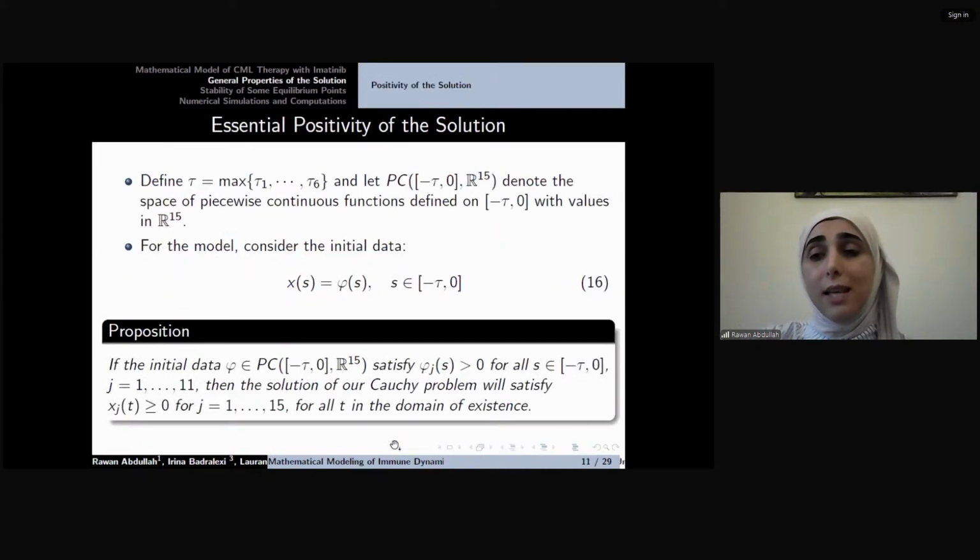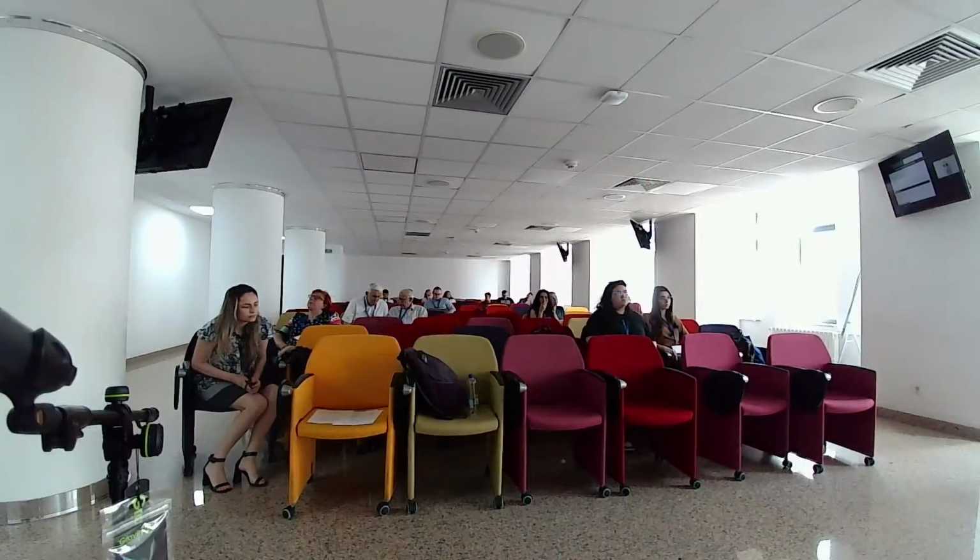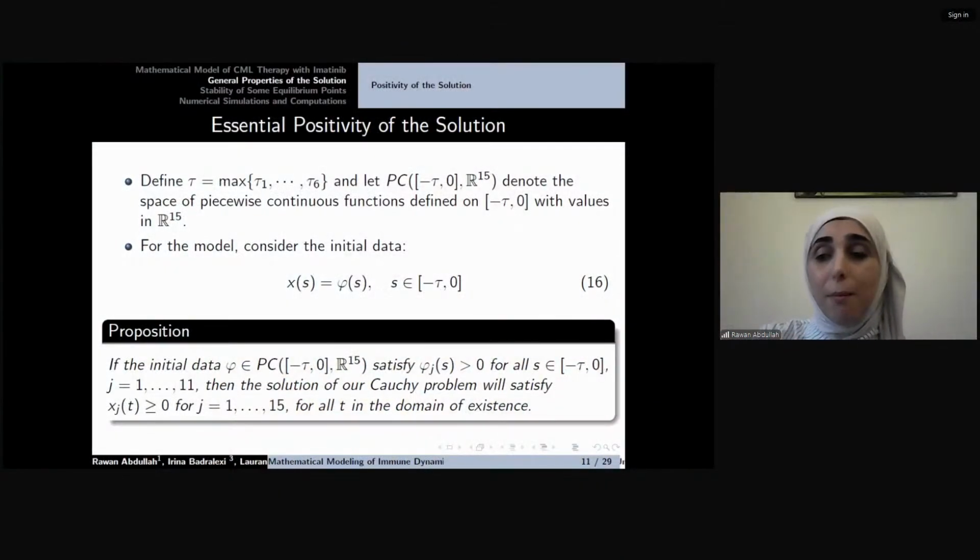Now, let's move to the second part, in which we will introduce some general properties of the solution, namely the positivity of the solution. Let T be the maximum of the delays, and consider the space of piecewise continuous functions. For this initial data, we have the following proposition: for phi belonging to the space of piecewise continuous functions, and for initial data positive in this interval, the solution of our Cauchy problem will be positive for all t in the domain of existence.